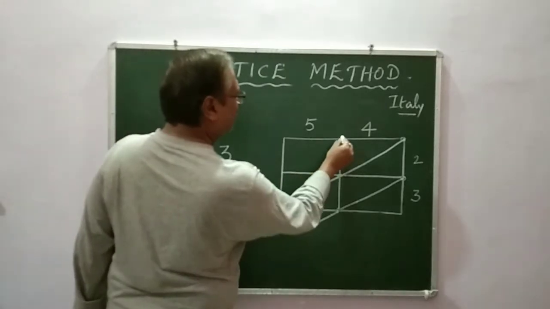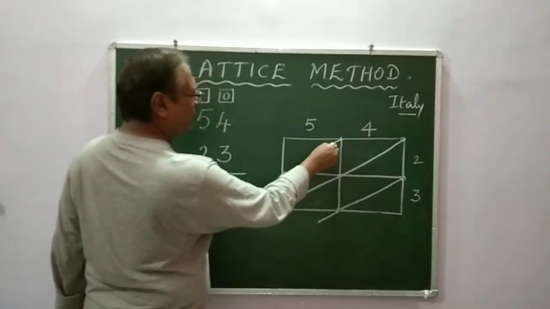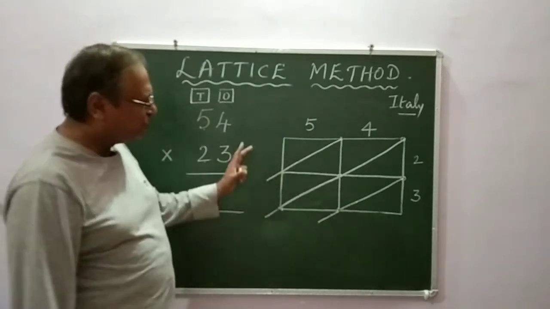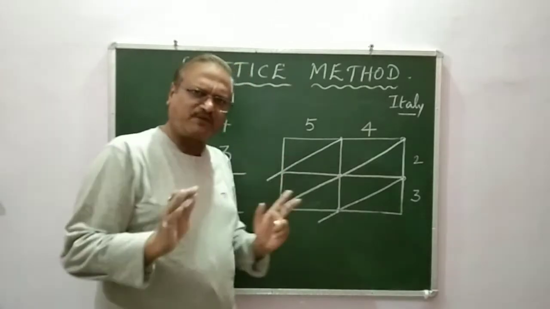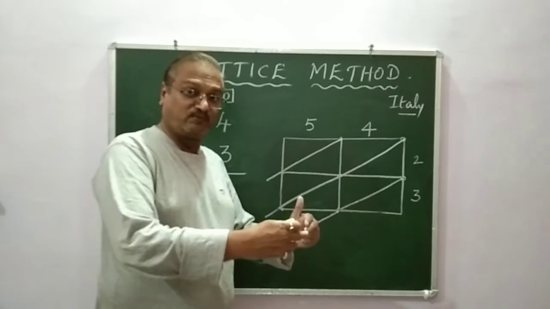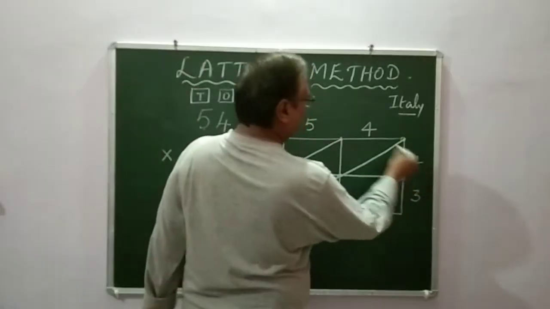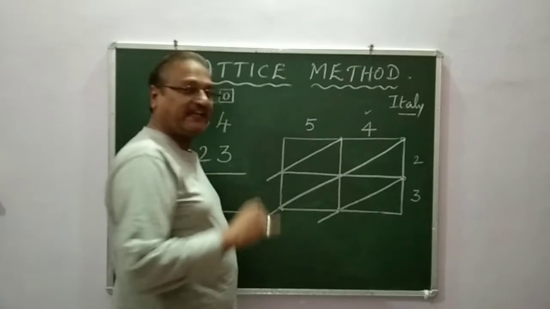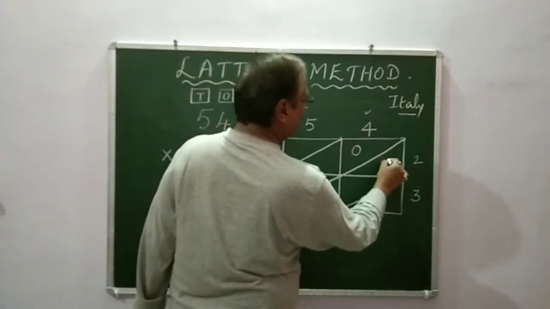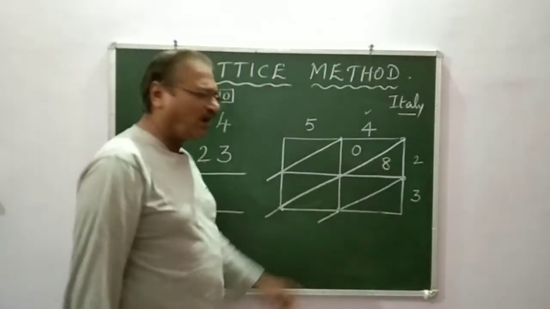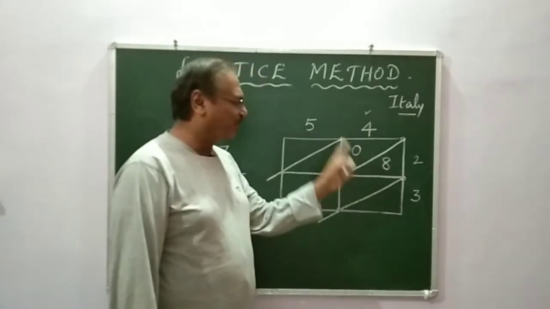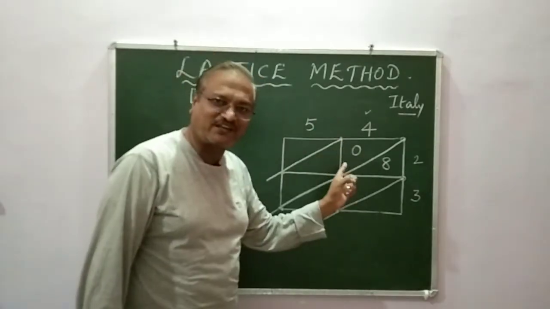Now again, I come here, and again I draw a line like this. Don't get confused. Very simple. You just follow me. 2 4s are 8. But you should write 0, 8. Why? Because there is no number here. So when no number is there, put 0 there.